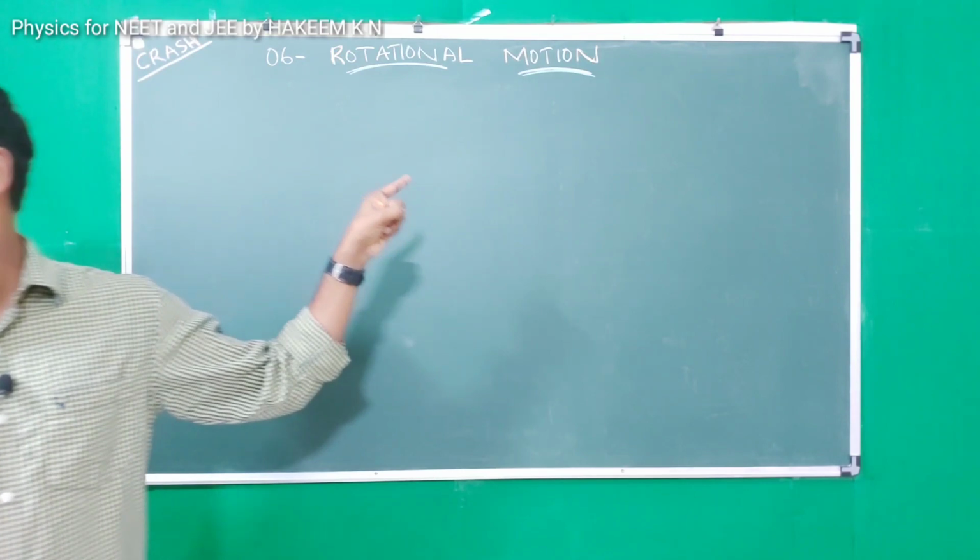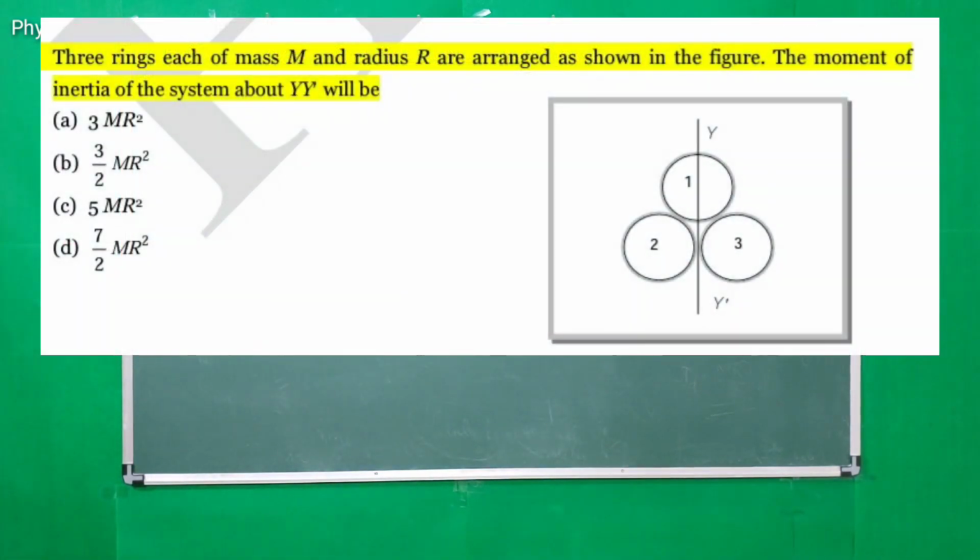Okay, next question. Three rings, each of mass M and radius R, are arranged as shown in the figure. Moment of inertia of the system about y' will be.